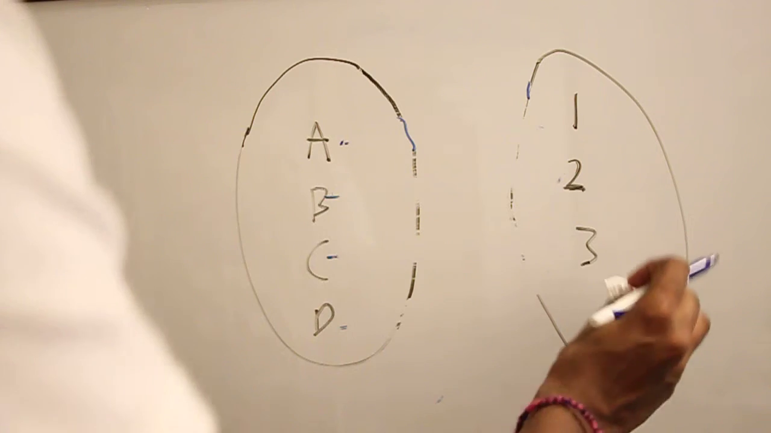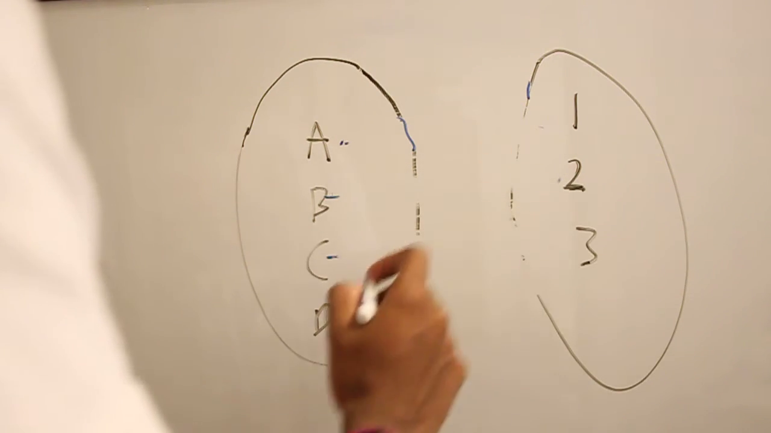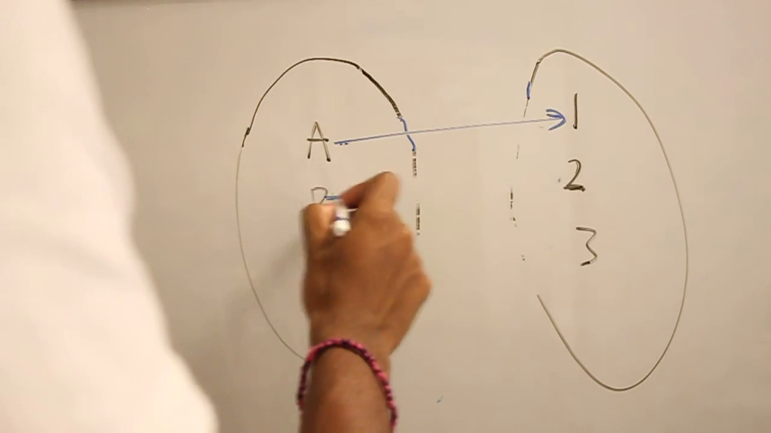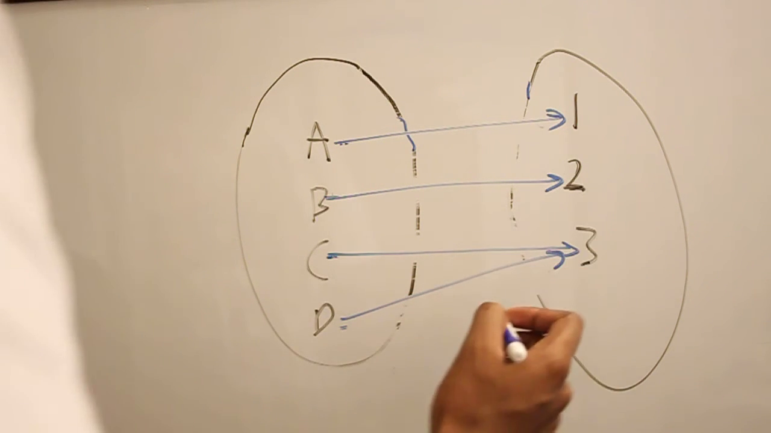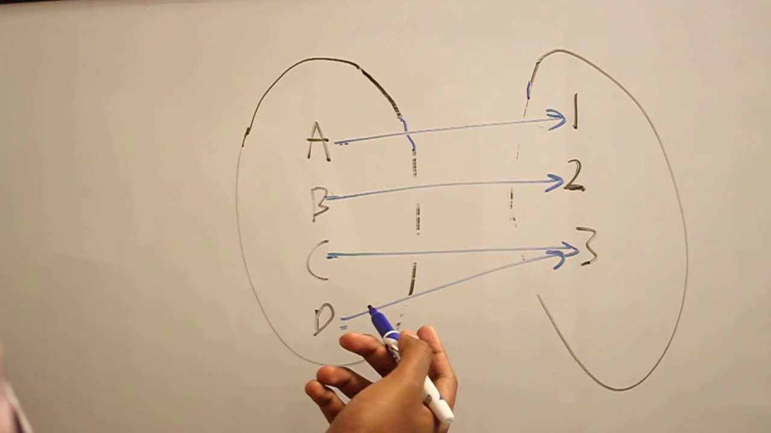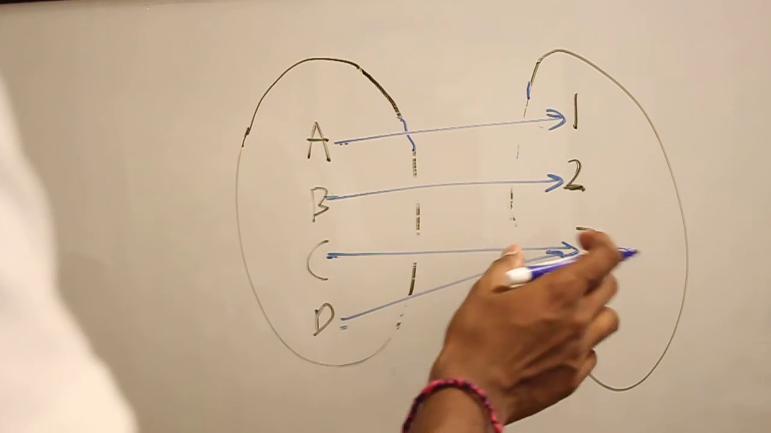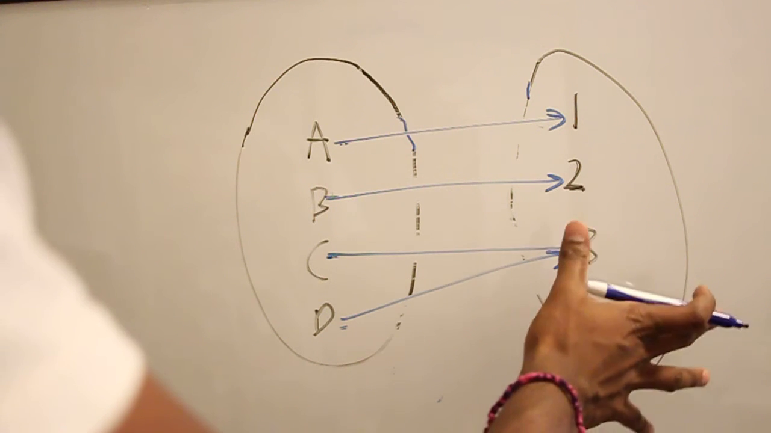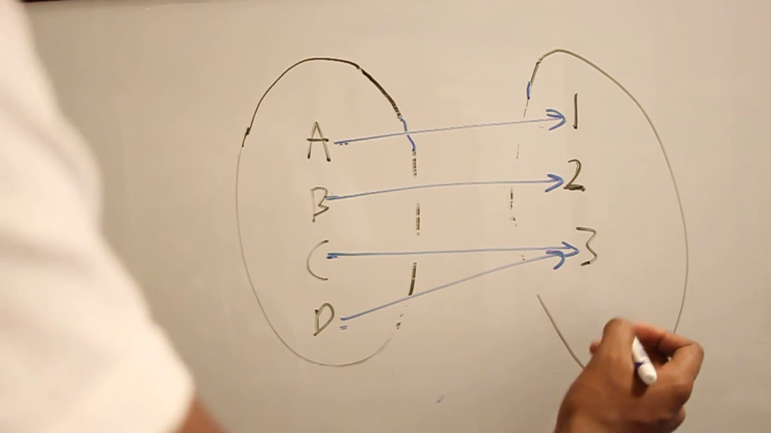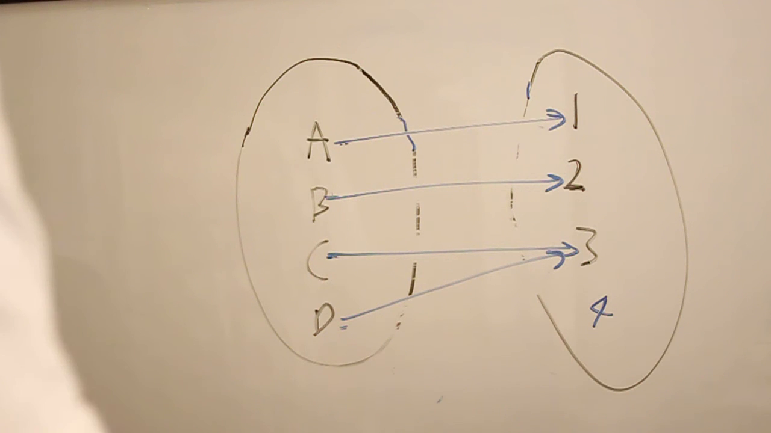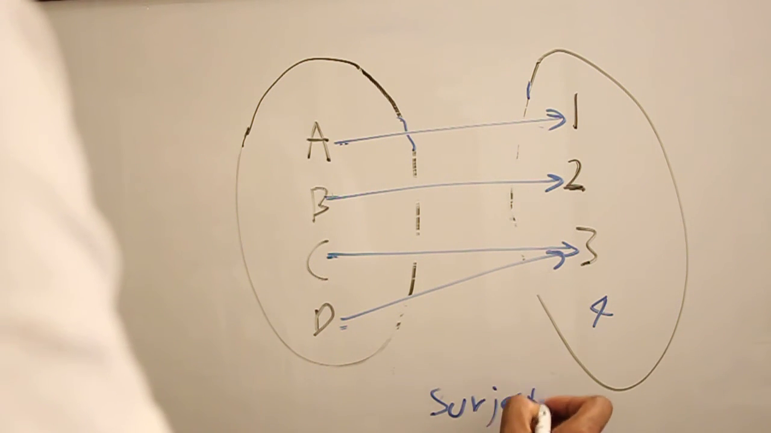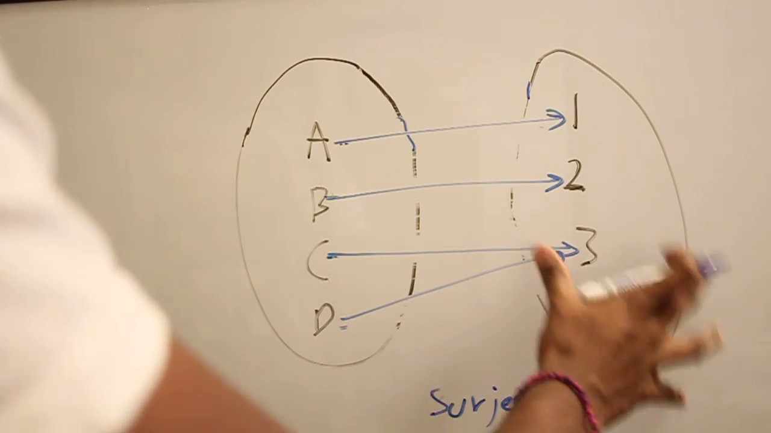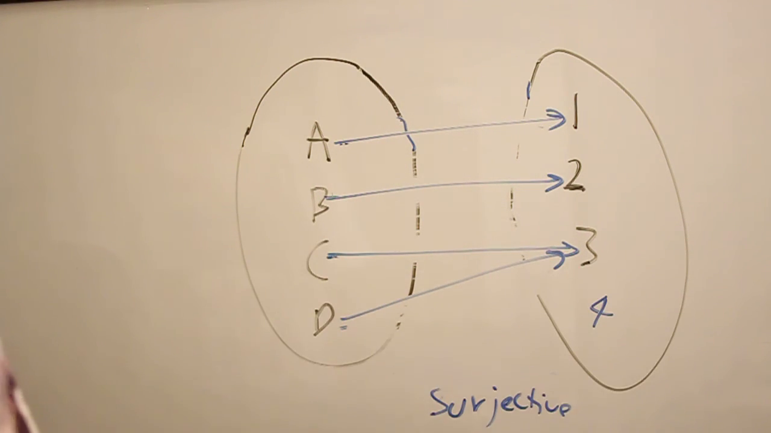Let's say we take out 4, just for this example, and A maps to 1, and B maps to 2, and C maps to 3, and D maps to 3. This is clearly not an injective function, but it's surjective, because every single element in the codomain is being mapped to by some element in the domain. But if we add the 4 back here, then this would not be a surjective function anymore, because the element 4 in this set is not being mapped to by any element in the domain. But if you take out 4, this is surjective.